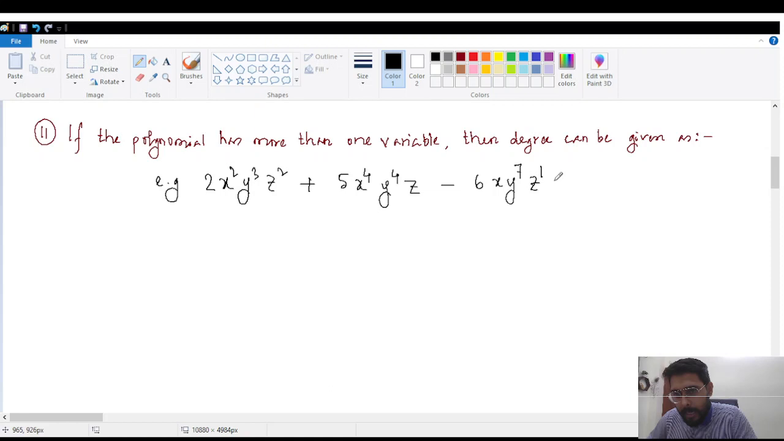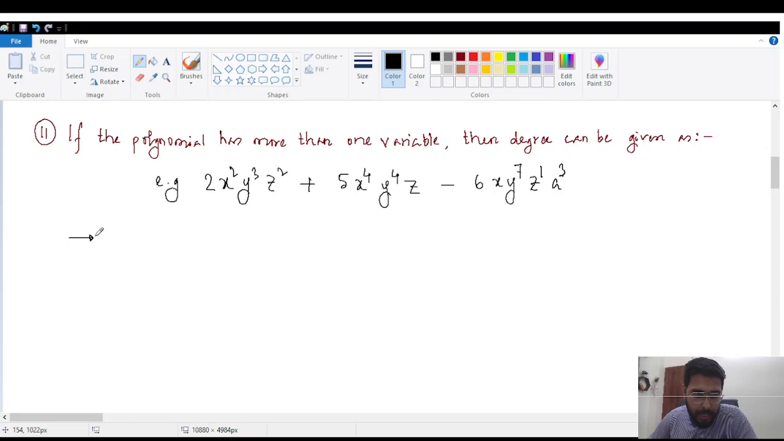So this is a particular polynomial. Now you can see there are multiple variables which are put here, right? So how to find out the particular degree of this particular polynomial? So it comes in two stages. The first stage is we have to find the total combined power in each term.